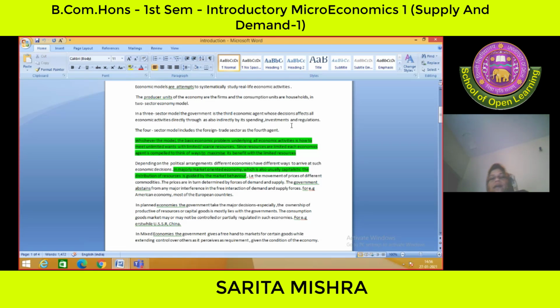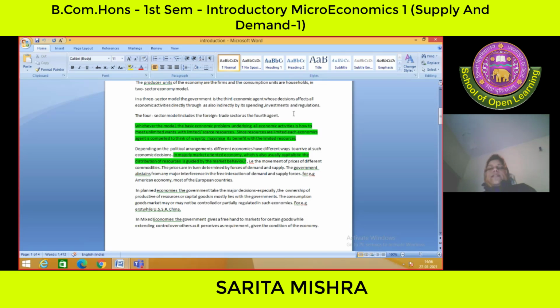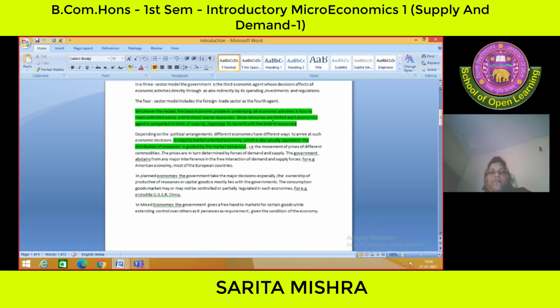In a four-sector model, the foreign trade sector is explored as the fourth agent. So whatever the model, the basic economic problem underlying all economic activities is how to meet unlimited wants with limited or scarce resources. Since resources are limited, each economic agent is compelled to think of ways to maximize its benefit with the limited resources. So depending on the political arrangements, different economies have different ways to arrive at such economic decisions.